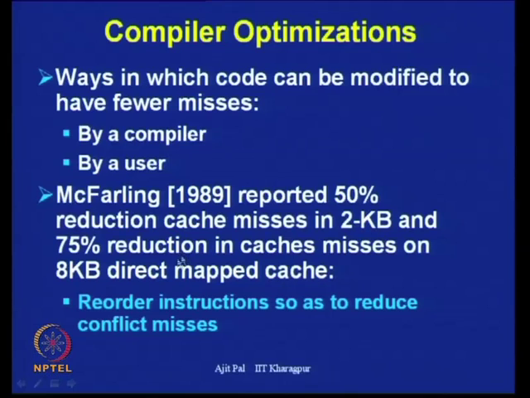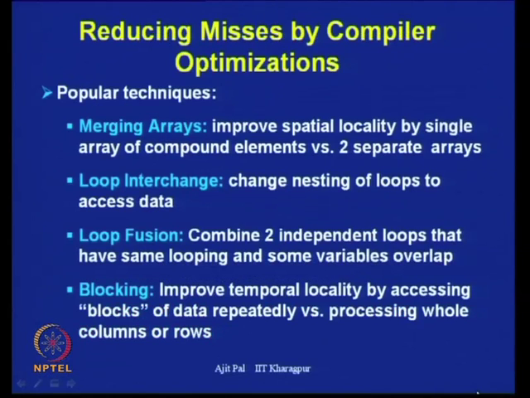Essentially, what is being done, reorder instructions so as to reduce conflict misses. So, primarily by reducing the conflict misses, because size has been kept fixed, simply by reordering the conflict misses are reduced, and that leads to reduction in miss rate. So, we shall discuss several compiler optimization techniques. These are the most popular techniques.